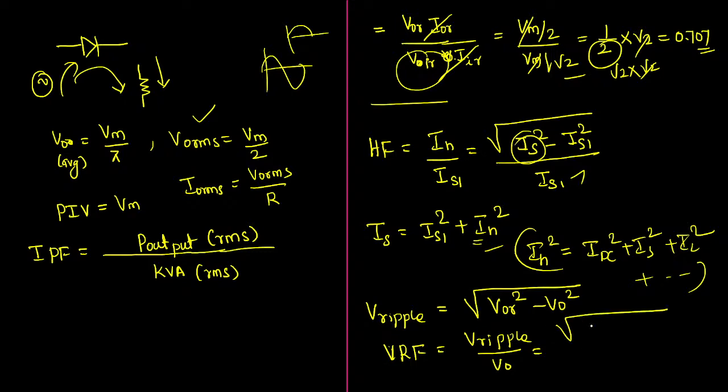So how do I write this? Square root of V naught RMS square minus V naught square, and without root you keep the output voltage here. This is the formula to estimate the value of output voltage ripple factor.